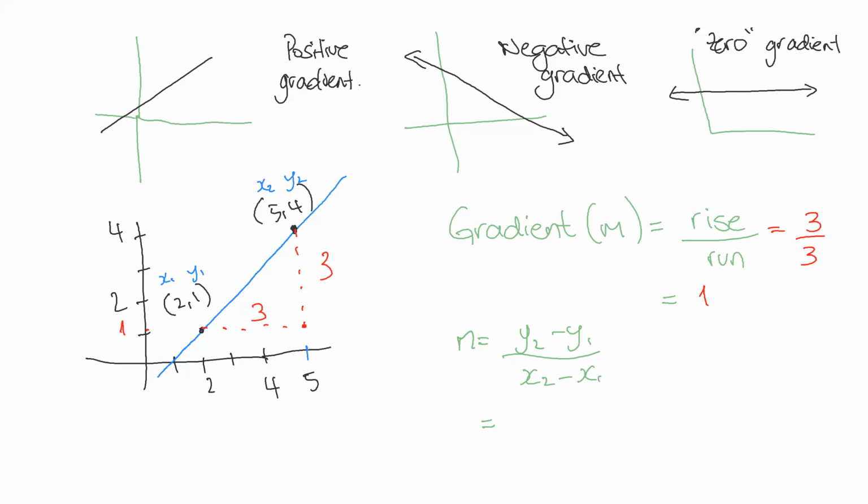So it's going to be y2 is going to be 4 minus 1 over 5 minus 2, and that's going to equal 1 as well. So that will be like 3 over 3, and that will equal 1. So in this case, our gradient is 1 again.